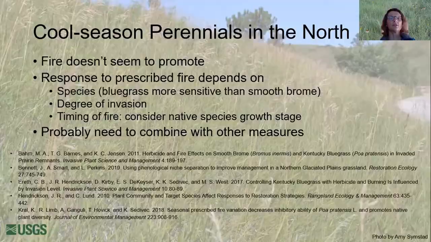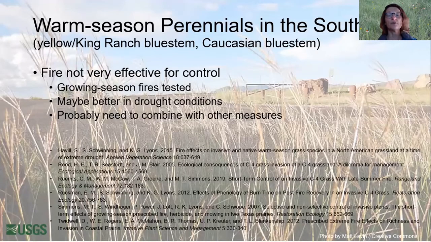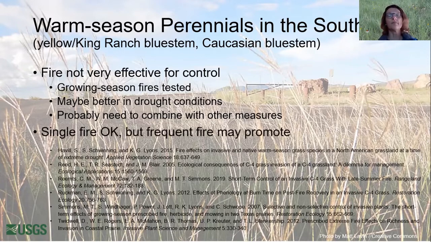In contrast to the cool season species, fire so far hasn't been shown to be a reliable means of controlling or at least reducing warm season invasive blue stems in the southern half of the Great Plains. Also, there's some evidence suggesting that these species benefit from frequent fires, at least in an area where annual prescribed fire is common management practice. So as with the cool season invasive grasses, controlling these species may require a combination of fire and other measures.